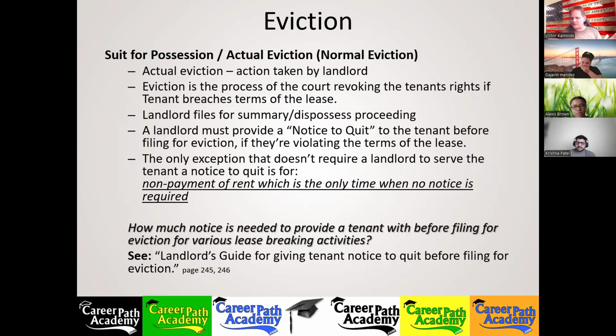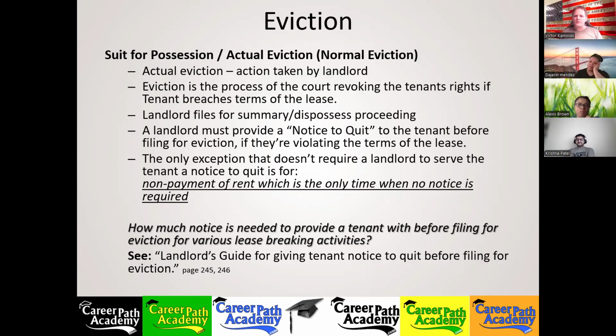For any reason that the tenant violates the lease, the landlord is required to supply the tenant a notice to quit whatever lease-breaking activity it is that they're doing before they can file for eviction. If they don't, then they just go to court, and then the landlord is asked if proper notice was served, and it was not, or it can't be proven that it was. The judge will kick it out of court.